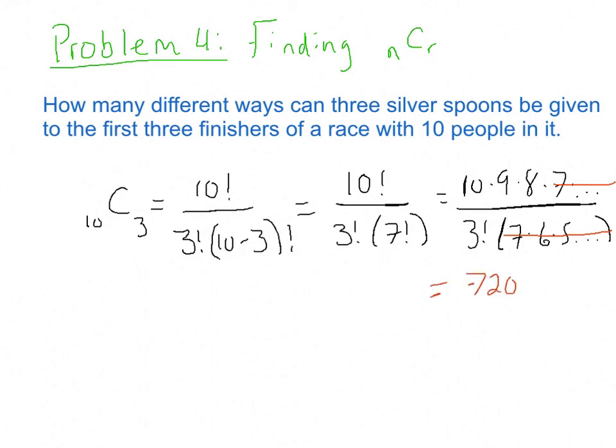over 3 factorial, which is 3 times 2 times 1, which is 6, and we do 720 divided by 6, and that would give us 120. So we'd have 120 different possibilities of giving 3 different people spoons here.